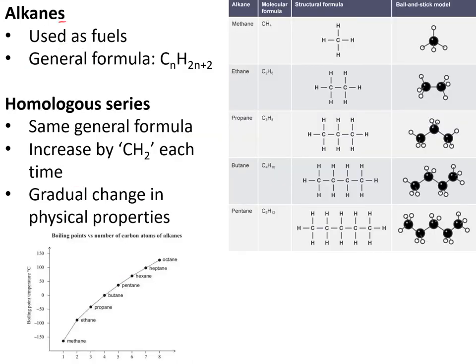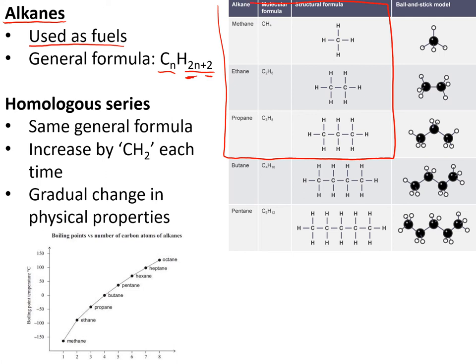The alkanes are a group of hydrocarbons that are mostly used as fuels, and they've all got this same general formula, CnH2n+2. So what that means is that for every carbon, to find the number of hydrogens, you multiply it by 2 and you add 2. So our three simplest alkanes are these ones here, and you need to memorize these ones. I've put two more there as well just for interest, but it's these three you need to know. That is methane, ethane, and propane.